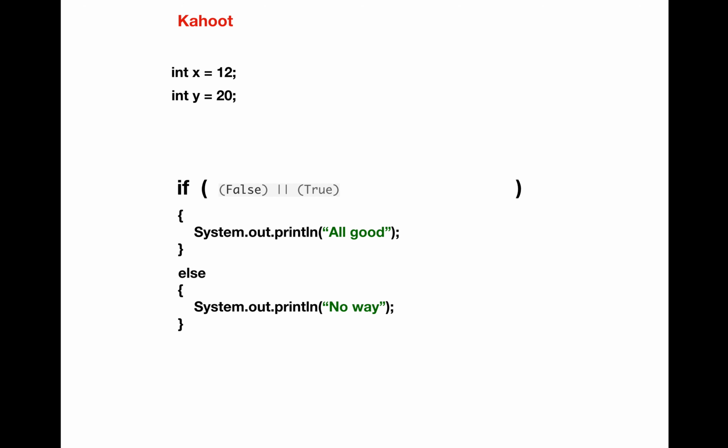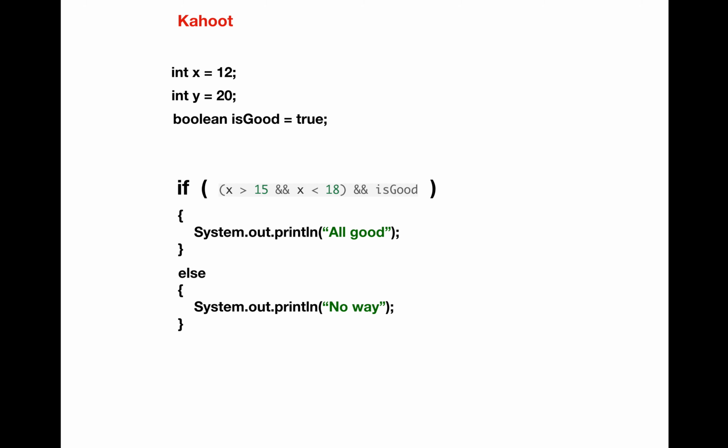This whole thing would evaluate to true. And then we have or. So at least one of them has to be true for the whole thing to be true. And we do have at least one, so then this whole thing would be true. So it says if this whole thing evaluated to true, it did, go ahead and print out all good. So all good would be printed out.